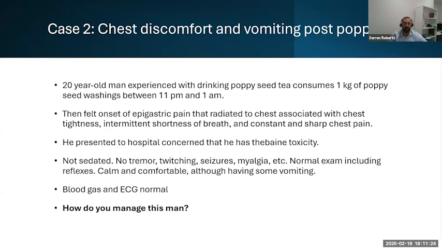And so someone calls you up and says, what do you reckon? Could this be related to poppy seed tea? Could it be thebaine toxicity? And some of you might go, what's thebaine? A number of us used to say, what's thebaine, until about 18 months ago or 2 years ago. We'll talk more about that later.